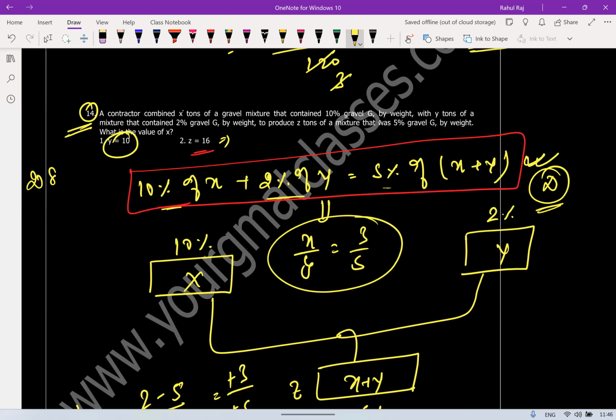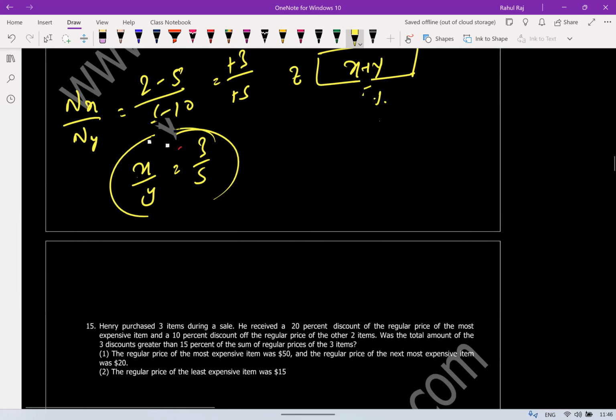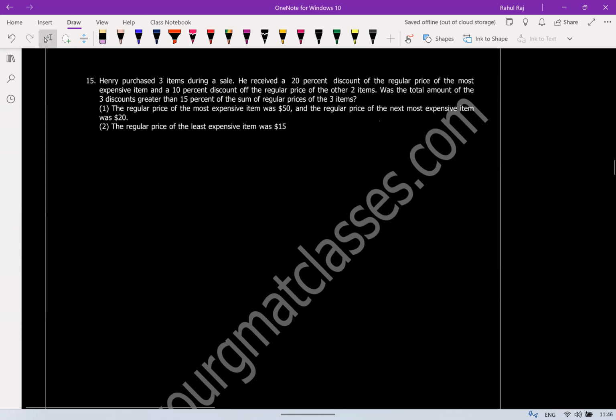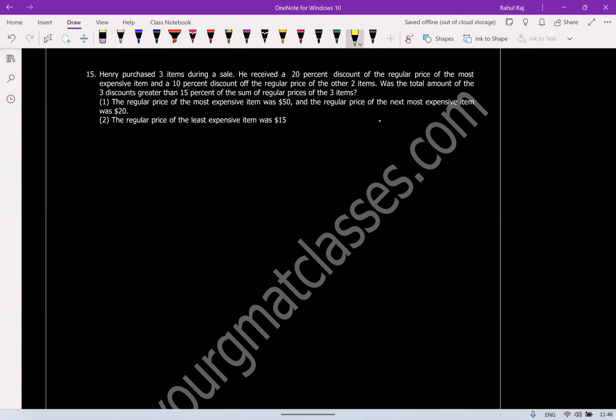So you should think, blindly don't solve. Your thought process is much more important than you simply solving something. Initially you can solve, I have no issues with that, but in the exam you should not be doing it.